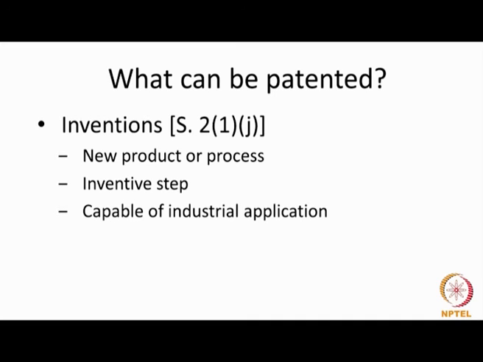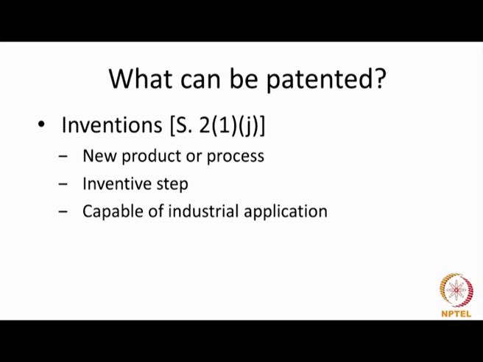Now, what is important here is that invention has three requirements: novelty, inventive step, and utility. But for something to be an invention and for something to be captured as a patent, the invention should manifest itself in the form of a product or a process. So that is why you have the new product or a process mentioned together. If the invention cannot be envisaged as a product or a process, then a patent cannot be granted.